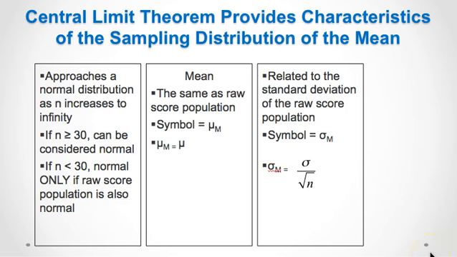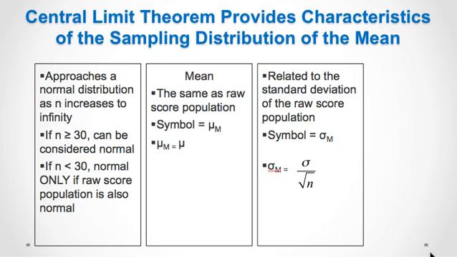Now let's talk about the central limit theorem. If the sample size n is sufficiently large, the shape of the sampling distribution approaches a normal distribution, regardless of the shape of the actual population. The sampling distribution of sample means is a more normal distribution than a distribution of raw scores, even if the actual population is not normal.